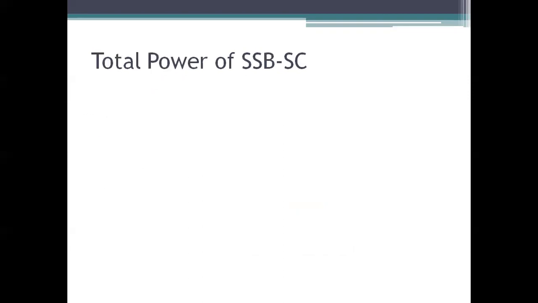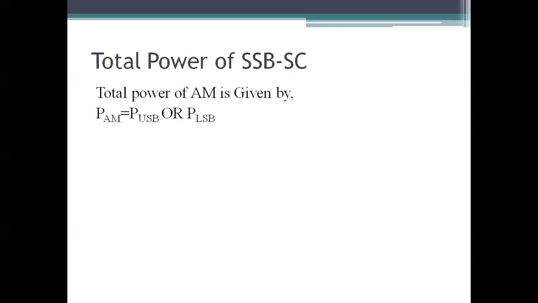Now, regarding the calculations of the total power of SSB, as SSB consists of only the upper sideband or the lower sideband, we are going to find the total power by considering the power of either the upper sideband or the lower sideband. The generalized representation of power is V square by R, where V indicates the voltage, but this voltage is the RMS voltage, and the voltage available with us is a peak-to-peak voltage. So we need to make the conversion.